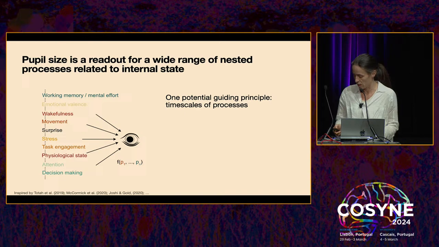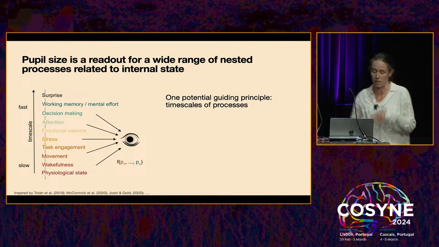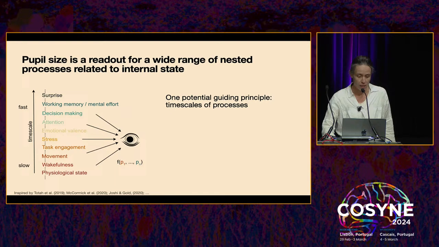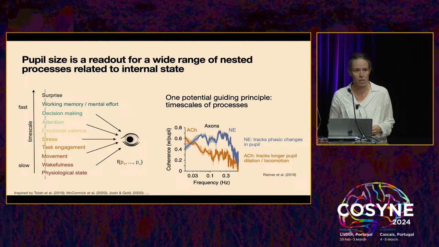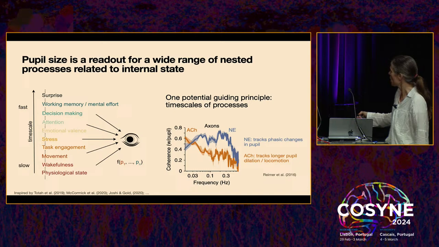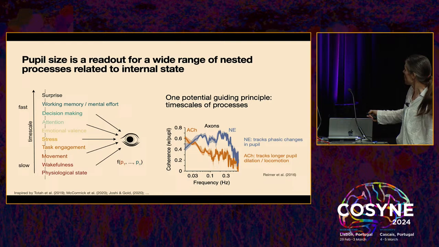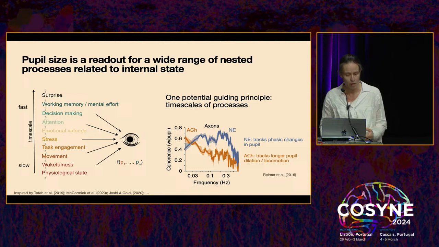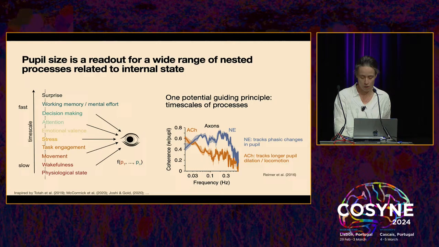because that is not only one principle according to which one can order these behavioral processes that underlie signals that all feed into the pupil signal, but also mechanistically, it has already been shown that neuromodulatory systems have different timescales. These are recordings from Reimer et al. that recorded neuromodulatory axons over V1, and you can see that neuromodulatory axons that release norepinephrine track phasic pupil changes much better, or are coupled to the pupil at higher frequencies, compared to cholinergic axons over V1 that track longer lasting pupil dilations and locomotion. So we believe that these timescales are a good guiding principle in understanding the relationship between behavior, pupil size, and neural modulations.